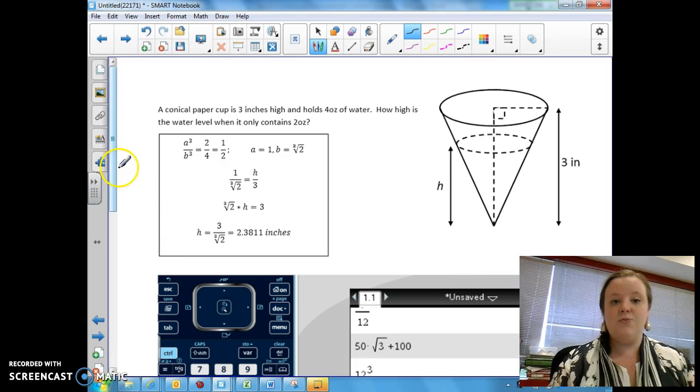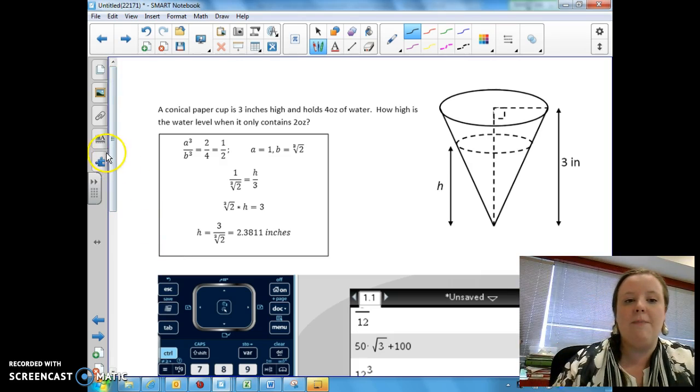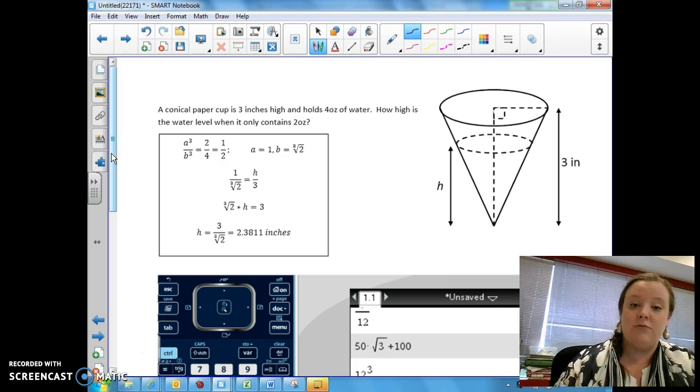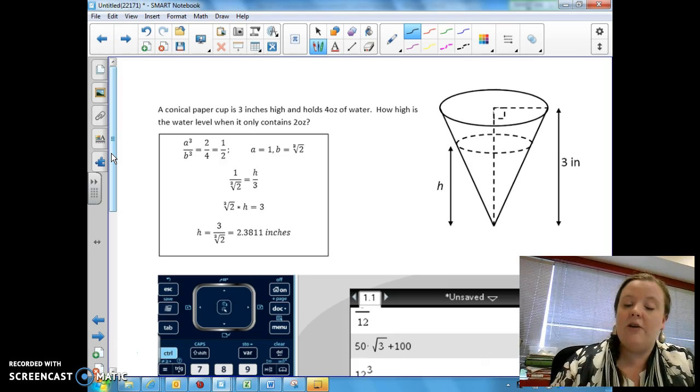And last but not least, we have a conical paper cup that is 3 inches high and holds 4 ounces of water. We're going to then change the water level so that now it only contains 2 ounces. Now, we're talking about volume. If we're talking about ounces, we're talking about volume. So we need to use a cubed over b cubed equals 2 over 4, reduce it to 1 over 2. So a equals 1 and b equals the cube root of 2.